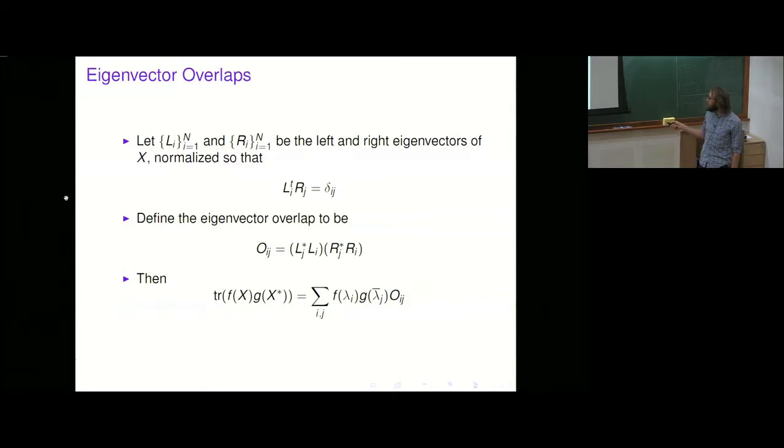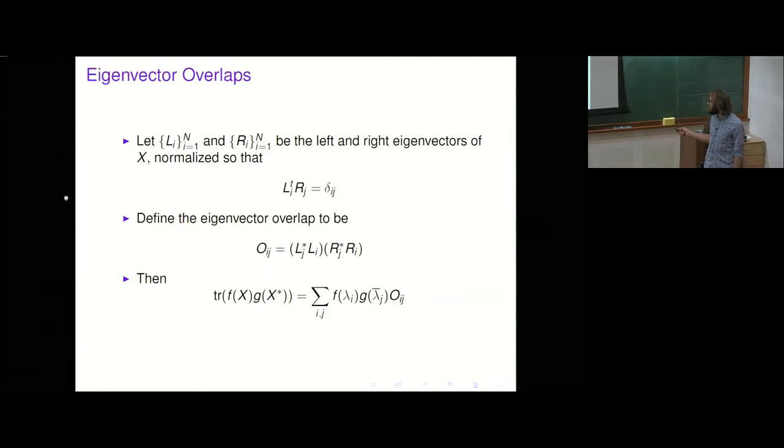I take the inner product of a left eigenvector with another left eigenvector, and then multiply that by the inner product of a right eigenvector with another right eigenvector. Taking these left and right eigenvectors together preserves this sort of invariance. So if you define these eigenvector overlaps, then this quantity I'm interested in, namely the trace of a function of my random matrix times a function of its adjoint, can be written as this sum, or you can think of it as an integral against empirical spectral measures with now these weights added in.